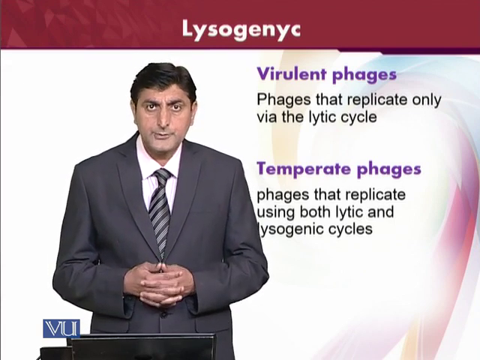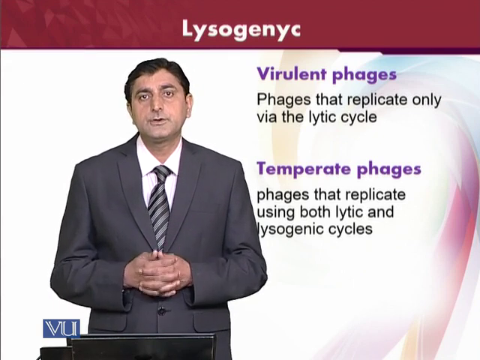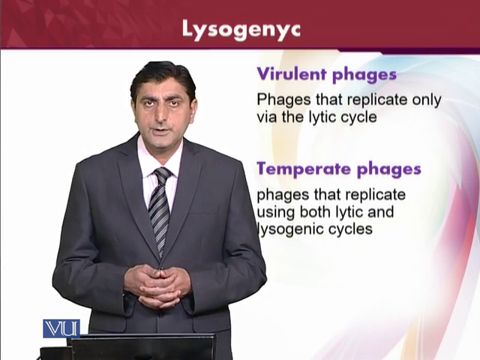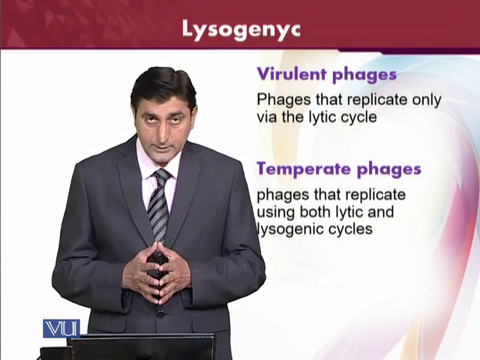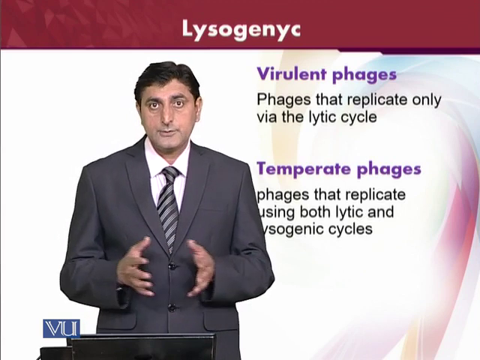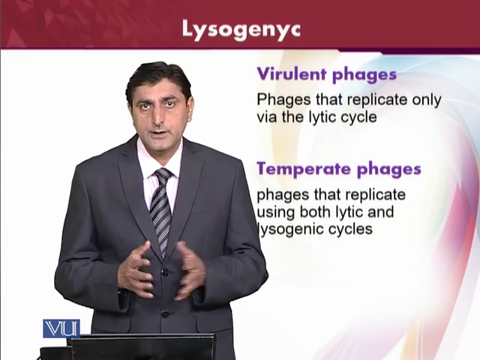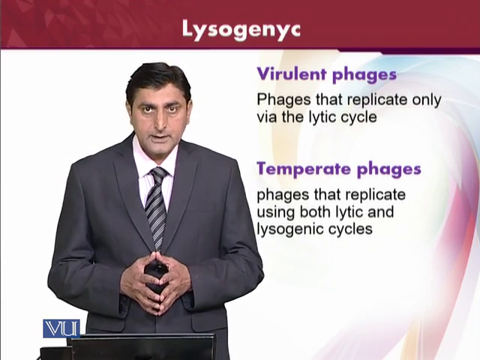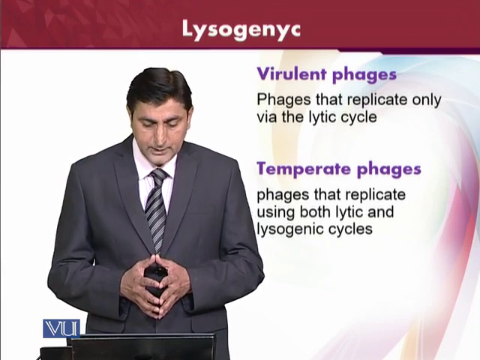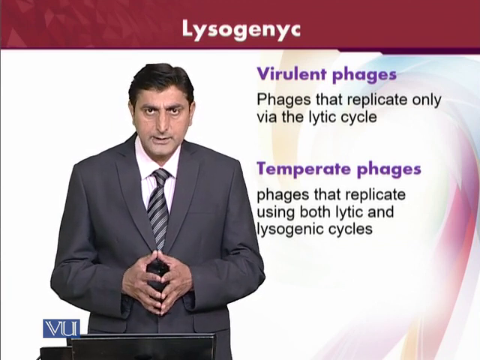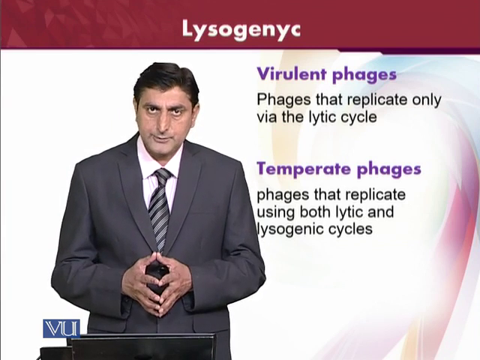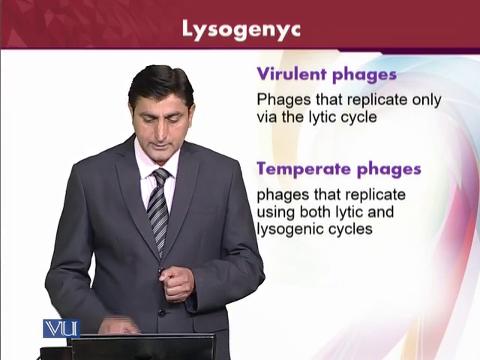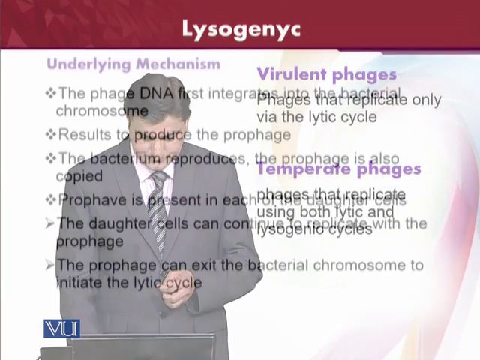So from the therapy point of view, or for other applications, if we need to destroy the bacteria, it's better to use the virulent phages, because it also depends upon what kind of therapy or biocontrol we are going to do. Then there are the temperate phages: the phages that replicate using both the lytic and lysogenic cycles. Sometimes they follow the lytic cycle, and sometimes the lysogenic cycle, and they can cause disease.